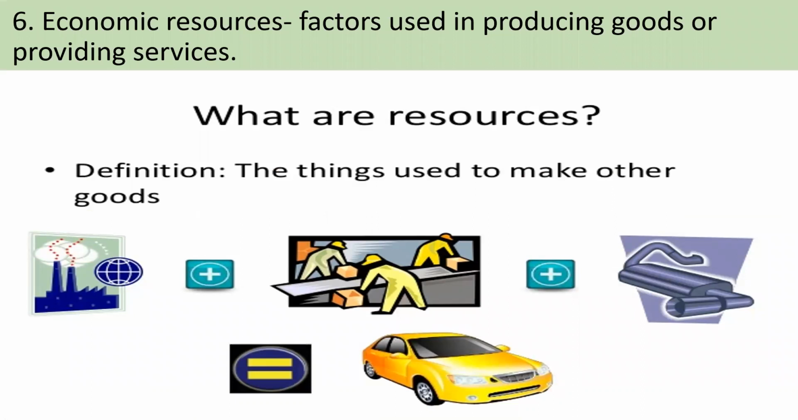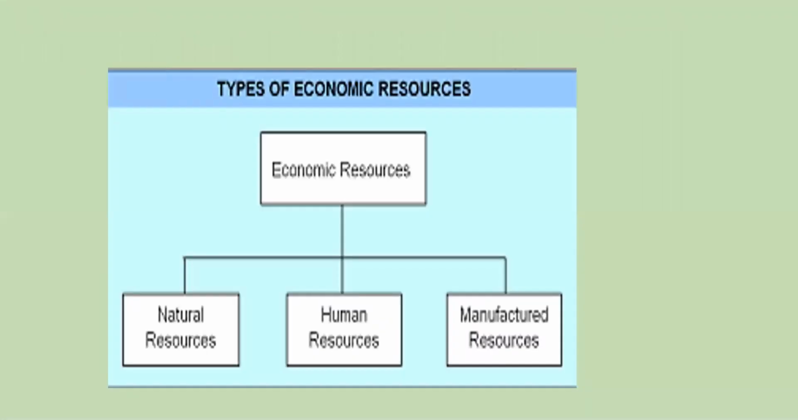Now, when we talk about economic resources, that means we are talking about the factors that are used in producing goods or providing services. So when we are talking about resources, it means the things that are used to make other goods. Basically, we are going to talk about three resources: natural resources, human resources, and manufactured resources. And all these three resources are interdependent on each other. For example, children, if you want a book, what will be the resource for the book? The primary resource, a natural resource, would be wood. Then it will be converted into a book.